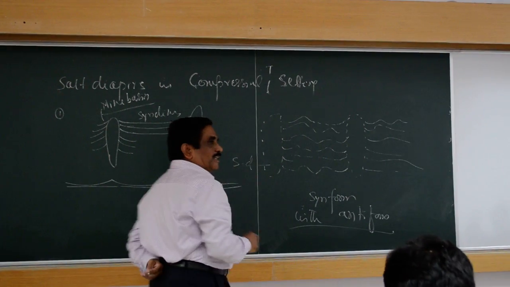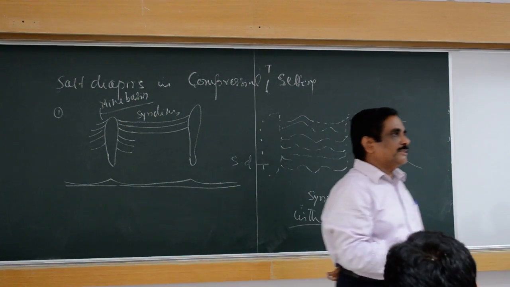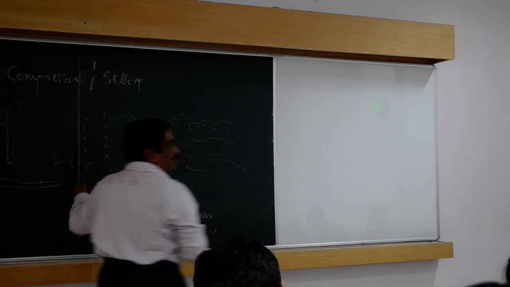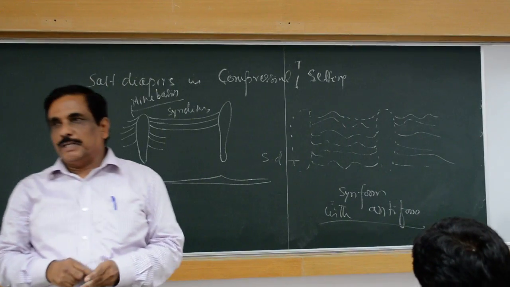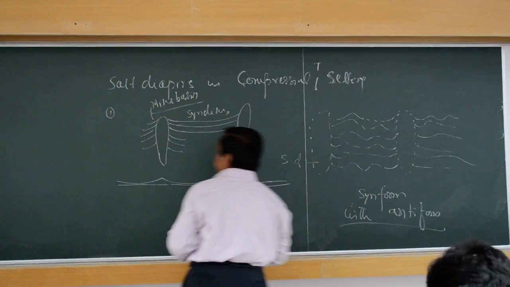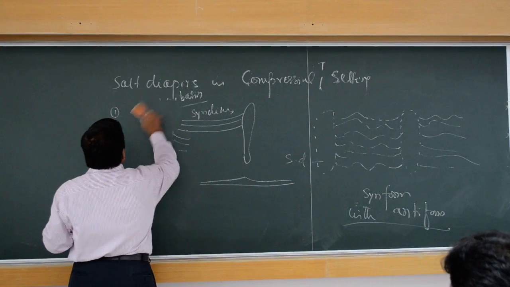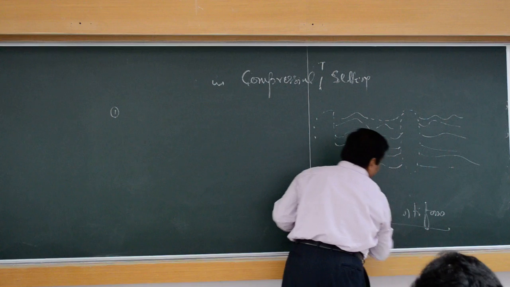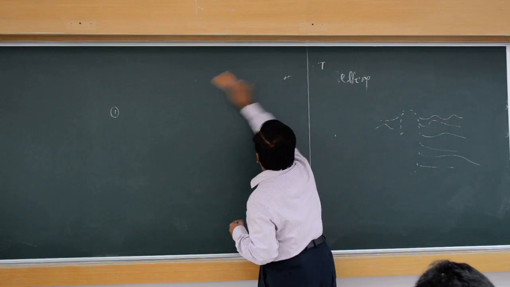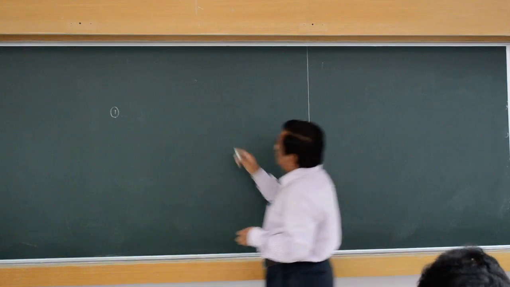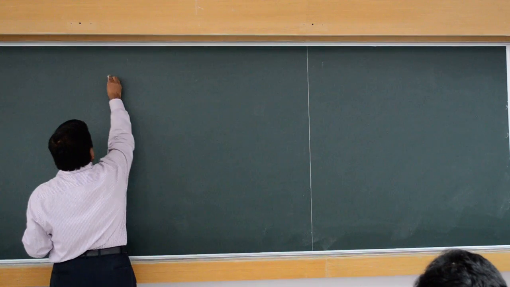So this is called a teardrop diapir. Teardrop diapirs are indications of compressional settings. You will get teardrop diapirs in the Himalayan mountains. Understood? Now the second category, the other category, is something like this. The name I am not writing.